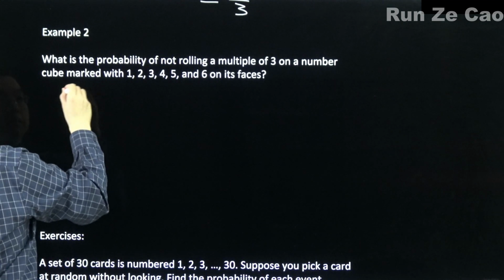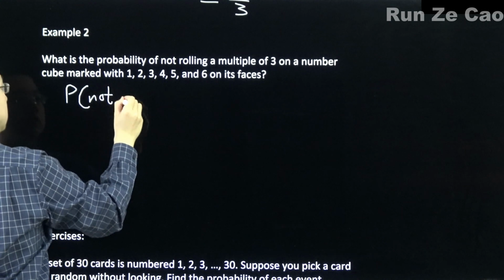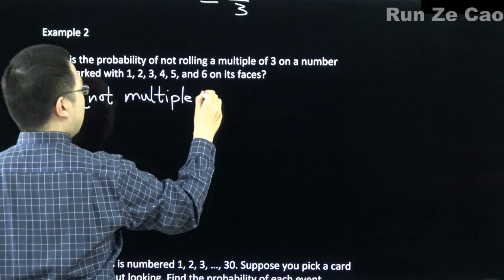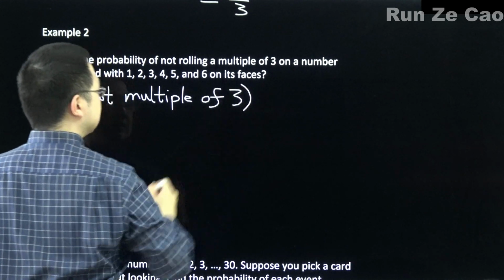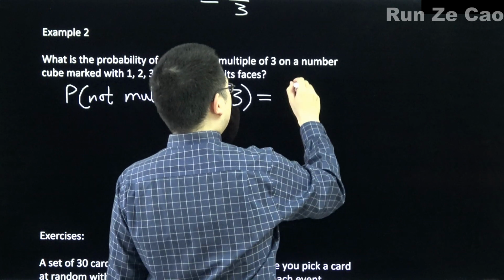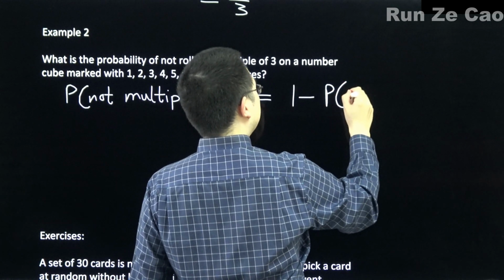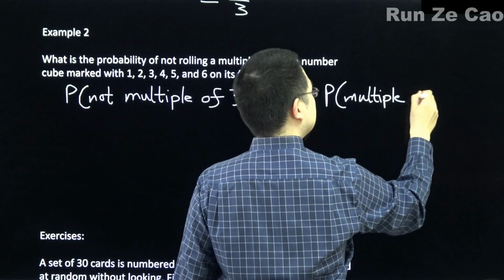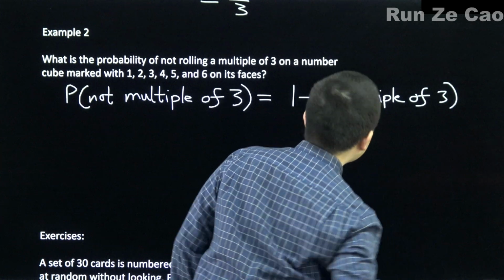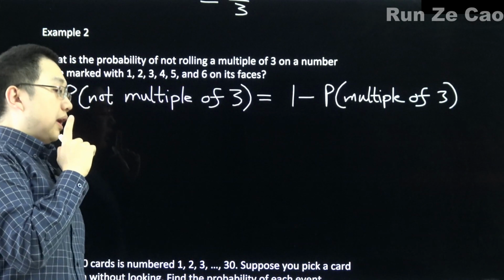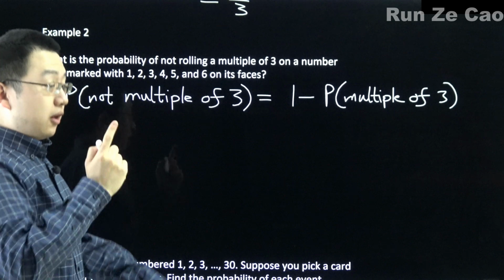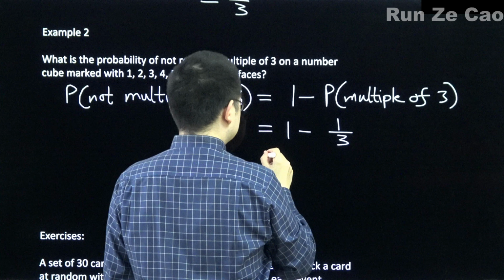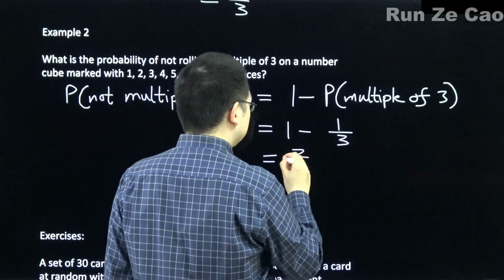Well, the probability of not a multiple of 3 is equal to 1 minus the probability of a multiple of 3. Okay. We found that to be 1/3 just now. So it's 1 minus 1/3, which is equal to 2/3.